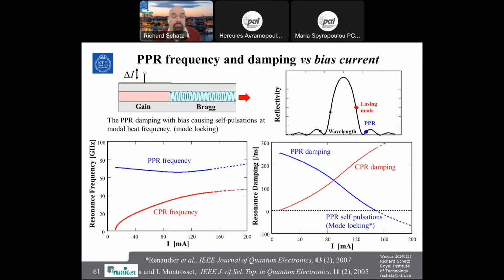Why do we get the self-pulsations? So you can plot the resonance frequency and the damping both for the carrier photon resonance here and the photon-photon resonance here. And then we see that when you increase the bias, the photon-photon resonance damping decreases and becomes below zero, and then you get mode locking self-pulsations.